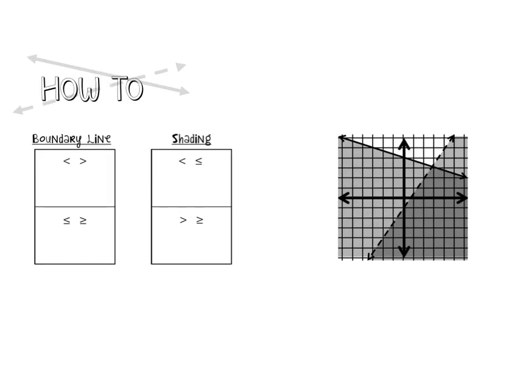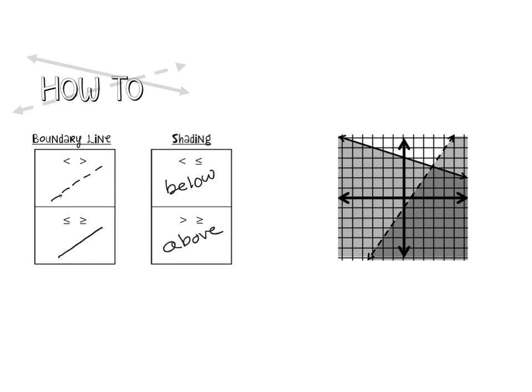So remember that if we have a less than or greater than sign, the boundary line is going to be dashed. And if it's less than or equal to or greater than or equal to, it'll be a solid line. We shade below for less than and above for greater than.